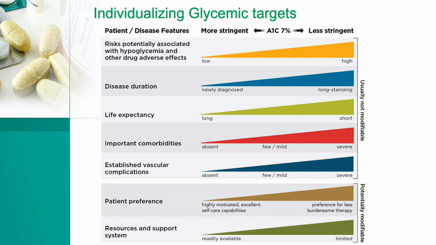And then finally, we have to individualize our therapies according to the patient's insurance and financial situations as well as other resources. I do want to emphasize that when the ADA published this figure, they really intended for more stringent to perhaps be down as low as less than 6%, but less stringent to generally be less than 8%.